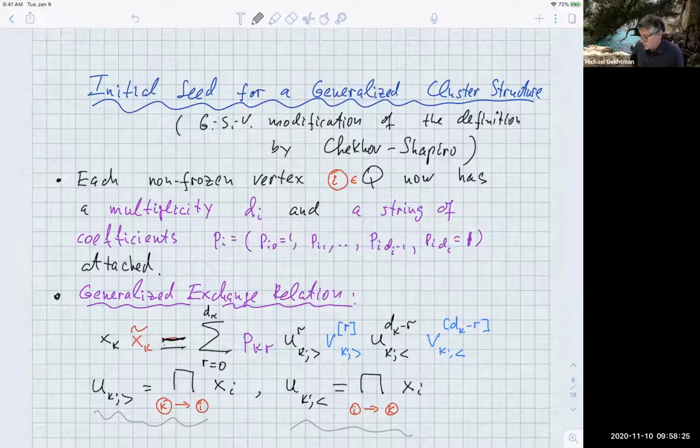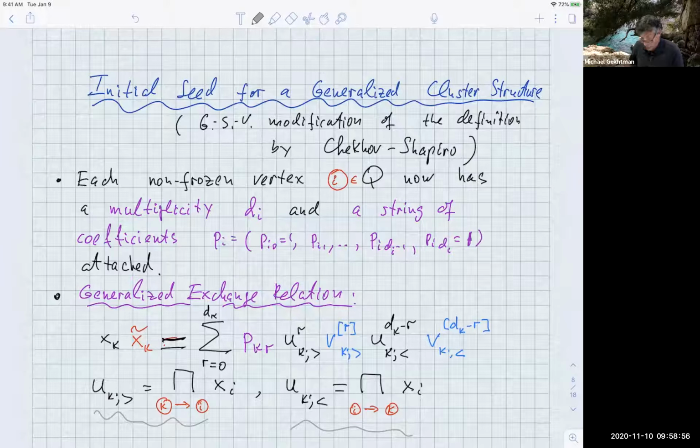What's the difference between this and the standard cluster structure? We have a quiver, and we associate to each vertex now a multiplicity d_i, which will dictate the length of a generalized cluster transformation, and also a string of coefficients, which has the property that the first and the last coefficient are 1. Okay, and so now I have to build from this quiver.